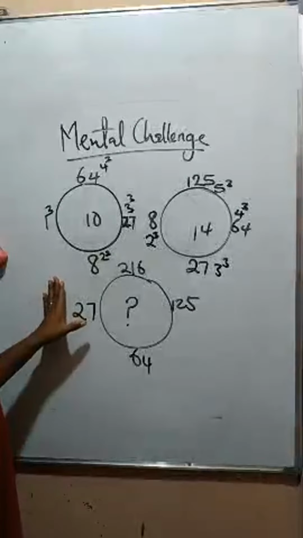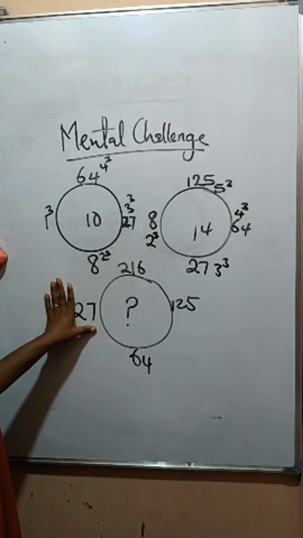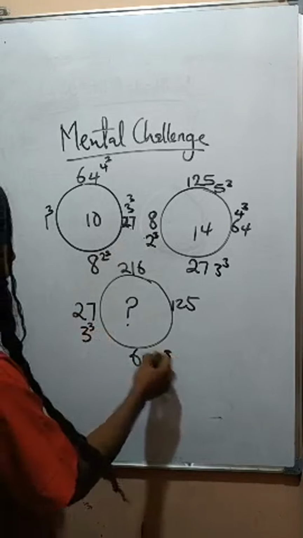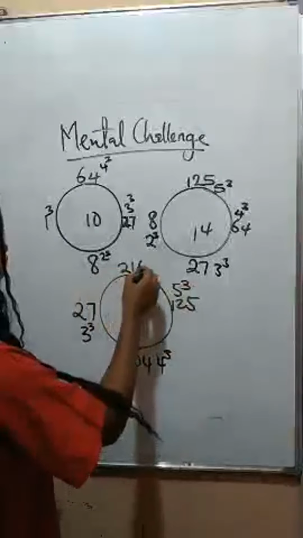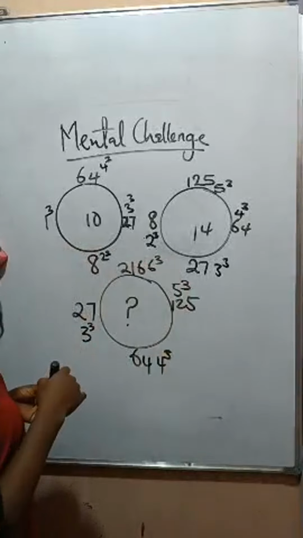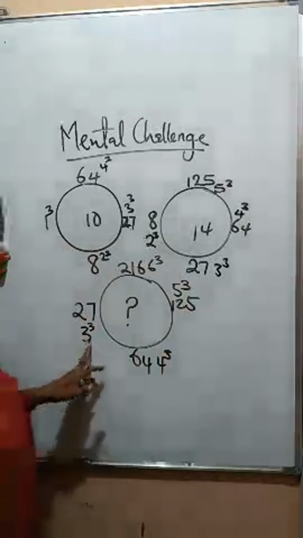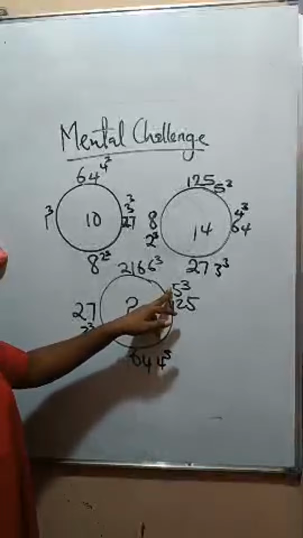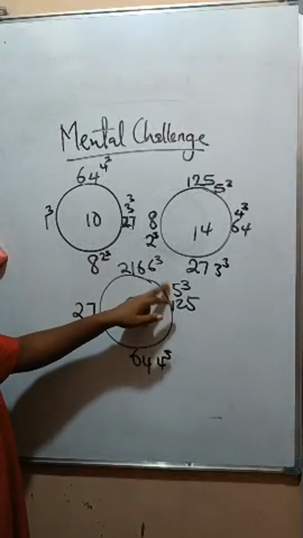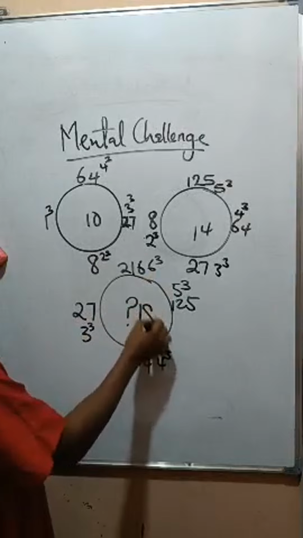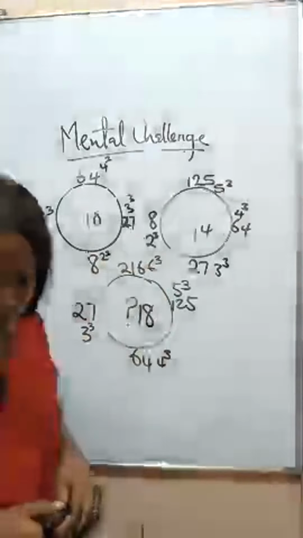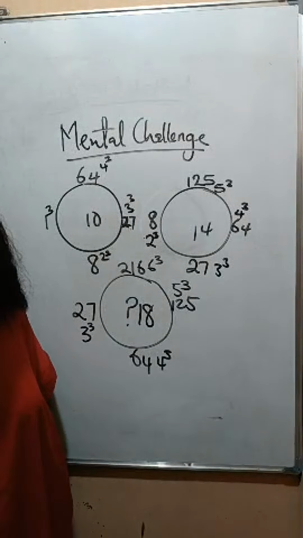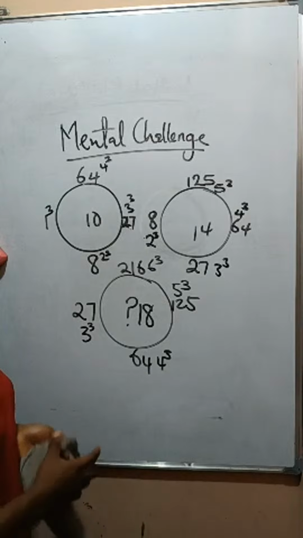Now, similarly, we are going to do the same thing here. So we have 3 cubed here, this is 4 cubed, this is 5 cubed, and this is 6 cubed. Now, if you add them, 3 plus 4 is 7, 7 plus 5 is 12, 12 plus 6 is 18. And that is how they got 18. Yeah, that is how they all got 18. All right.